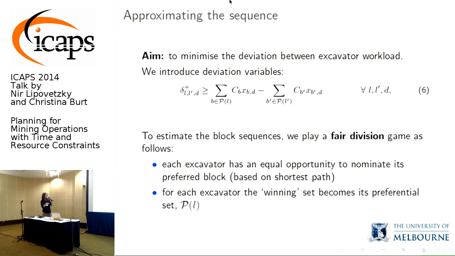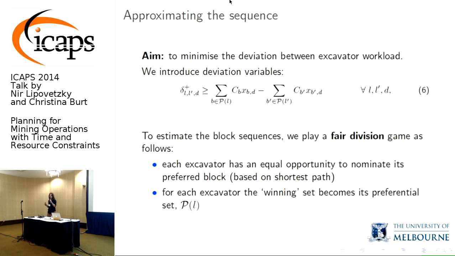So to capture this in our math program, we create ancillary variables which capture the deviation between the workloads that we allocate to all of the loaders. So we do need to consider every pair of loaders that are in the set, where these are the jobs that we expect those loaders to do.